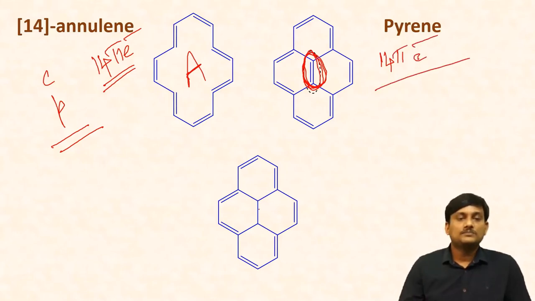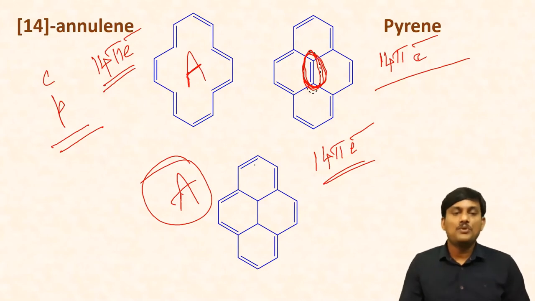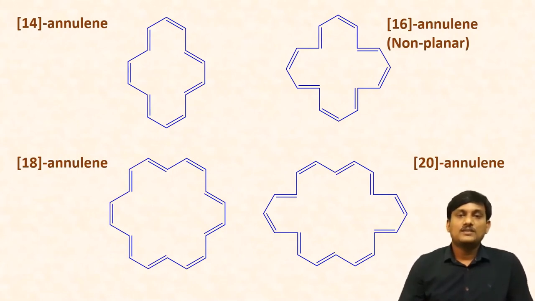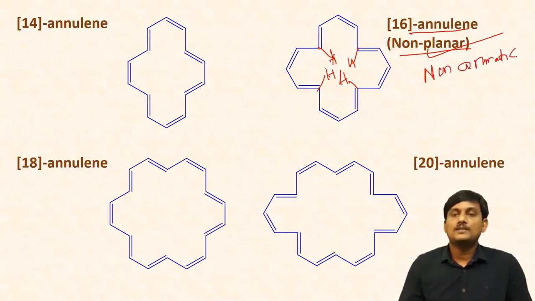And when you remove this double bond, even though it is aromatic, here 14 pi electrons are in delocalization, so it is also aromatic. So 14 annulene and its bridged compounds are all aromatic. And 16 annulene is non-planar due to repulsion between these hydrogens. When the cyclic structure is non-planar, it's non-aromatic. 16 annulene is non-aromatic, like 8 and 10 annulene.